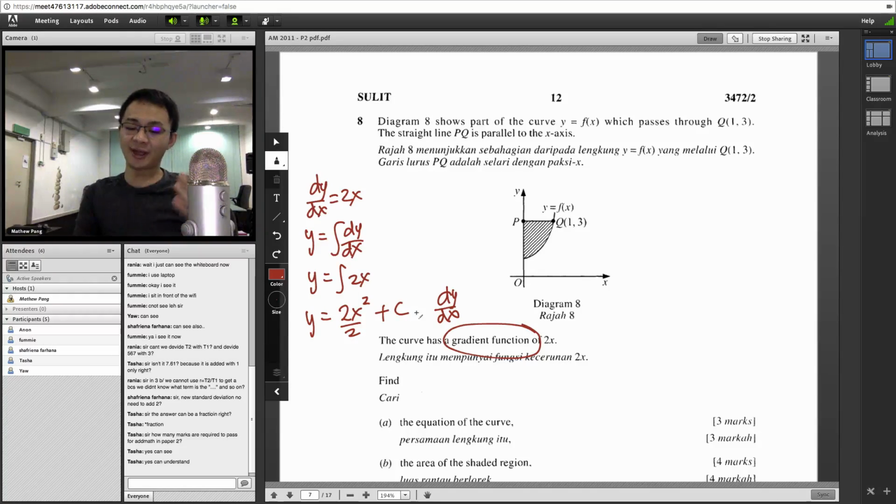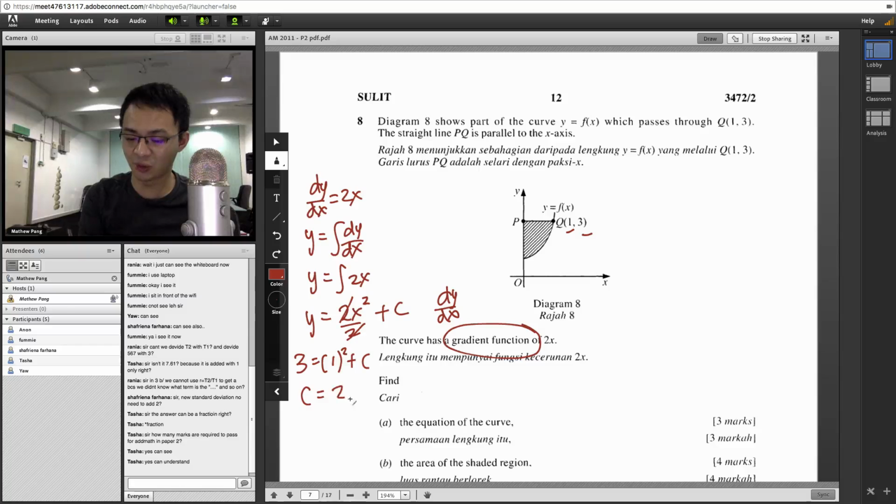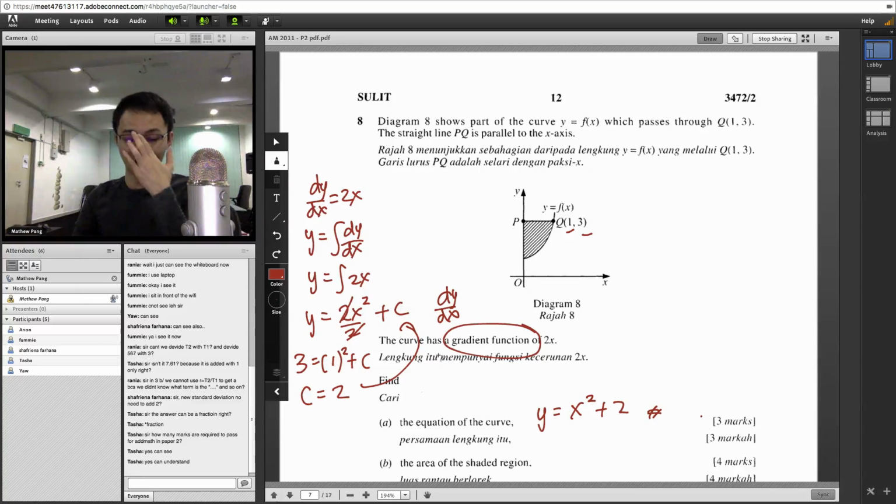In order to get the value of c, you need to find one coordinate which the curve passes through. In this case, we have Q. So I substitute 1 into x and 3 into y. I will say 3 equals 1 squared plus c, so c equals 2. Therefore, my equation of the curve is y equals x squared plus 2. This is how to find the equation of the curve. After you get the 2, you just substitute it back into the equation.